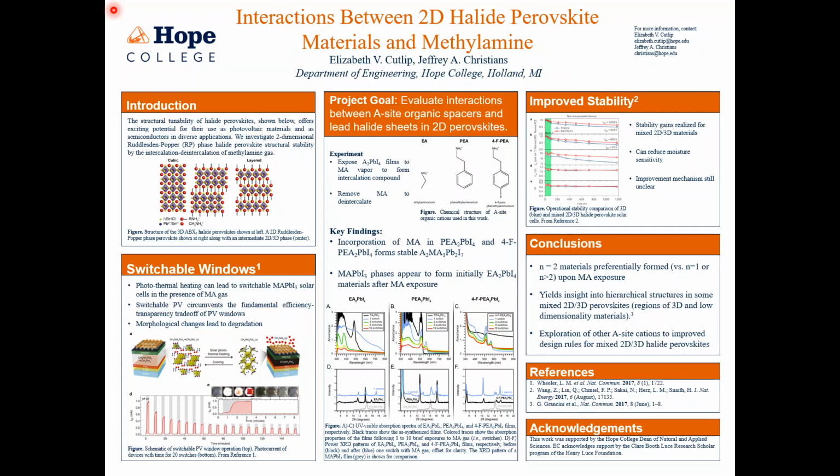We are interested in the structural tunability of halide perovskites, especially the 2D Ruddlesden-Popper phases, for two main reasons. One being that the addition of a 2D perovskite phase can reduce moisture sensitivity and improve solar cell stability. The second reason is that it potentially offers beneficial improvements in the design of color switchable photovoltaic windows.